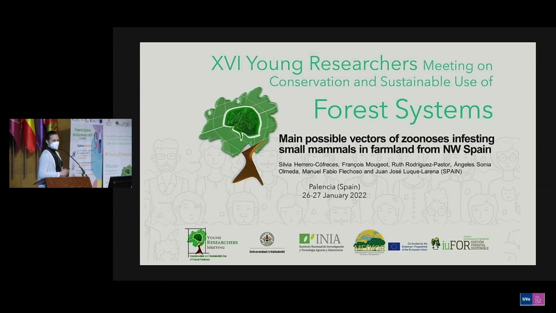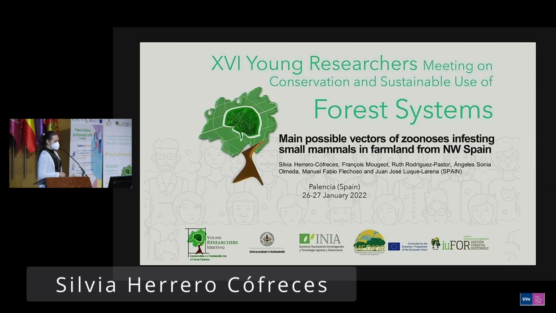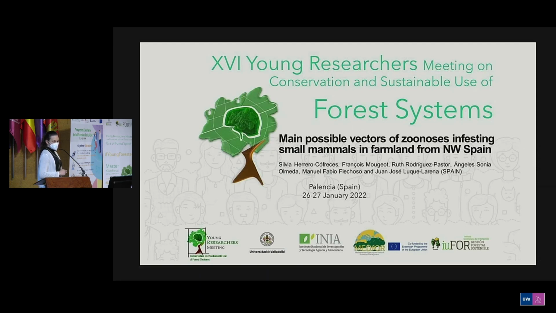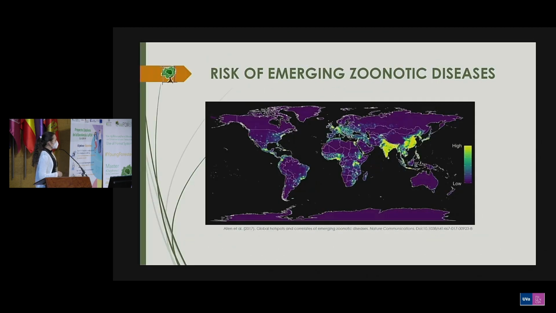I'm doing my PhD here in the University of Valladolid about zoonotic diseases in rodents. And this presentation is specifically about vectors. Zoonoses is something that we have learned in the couple of years, sadly, because of coronavirus. So we know that a zoonotic disease is an infectious disease that animals can transmit to humans.